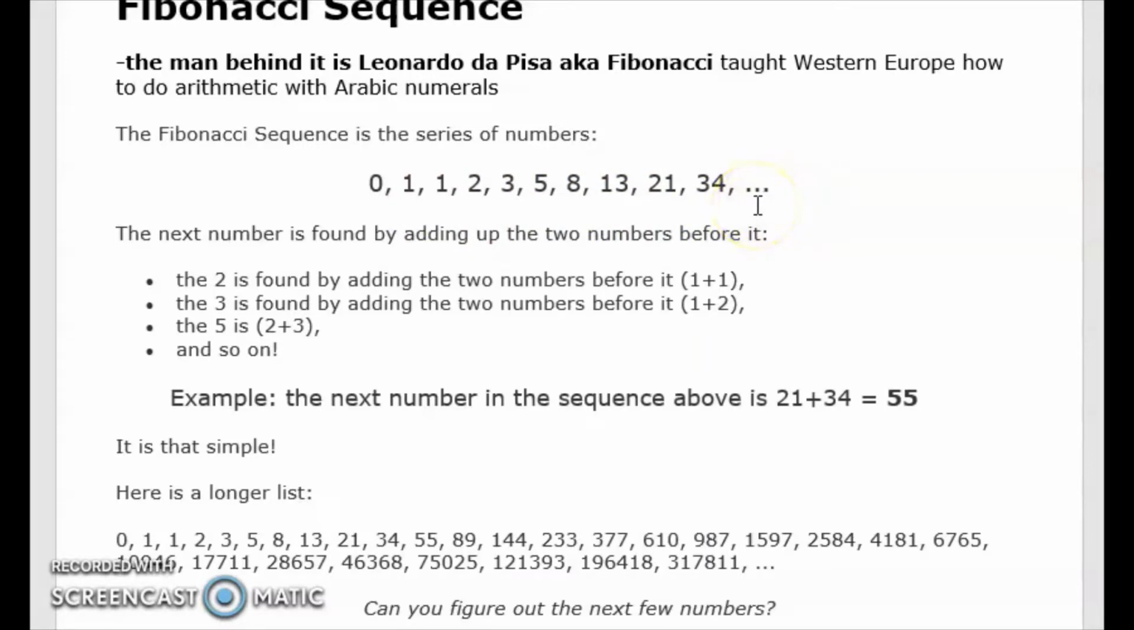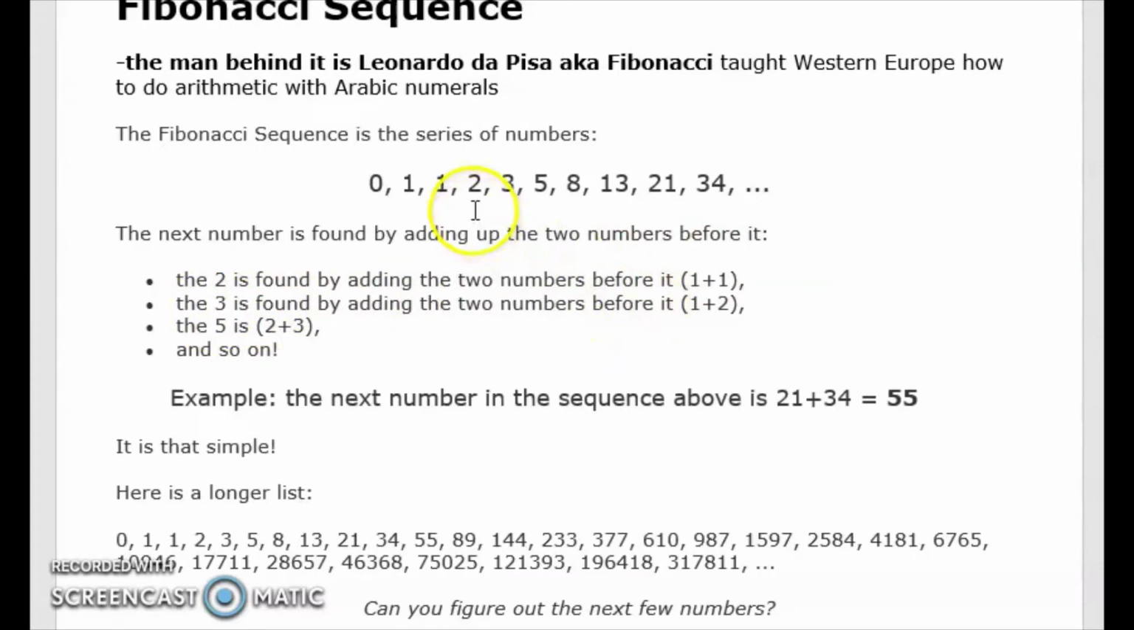So this ellipsis or the 3 dots means to infinity. So it means it is endless. So how are these numbers formed? How do we get 1, 1, 2, 3, 5, 8? So it says that the next number is found by adding up the two numbers before it.